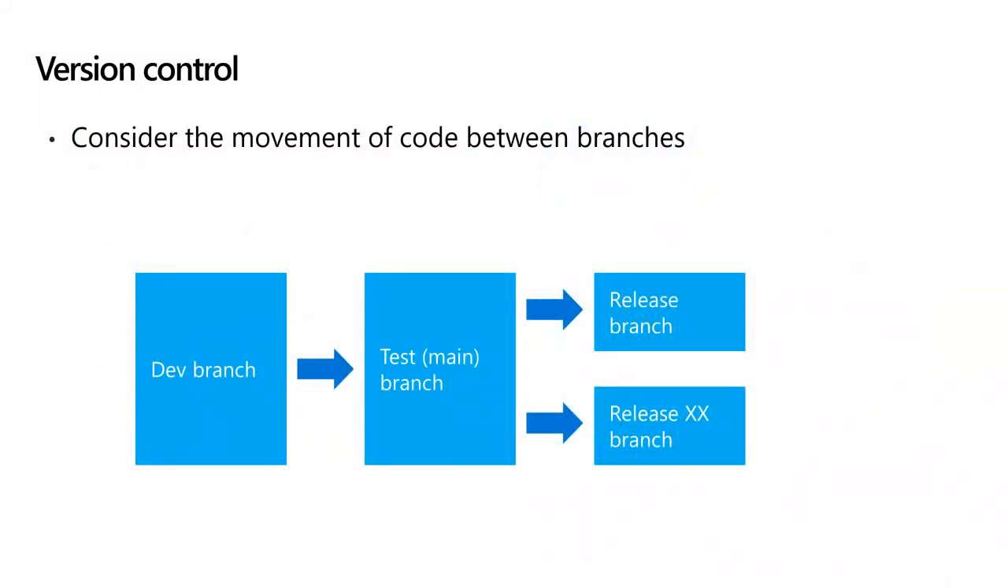Considering the movement of code flow between the branches, as I said, the code goes from the dev branch to the test branch, and from the test branch to the release branches.